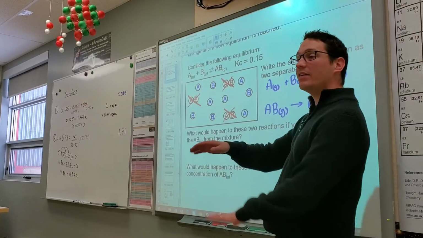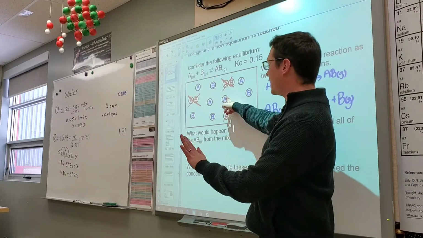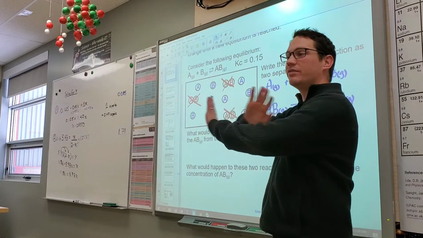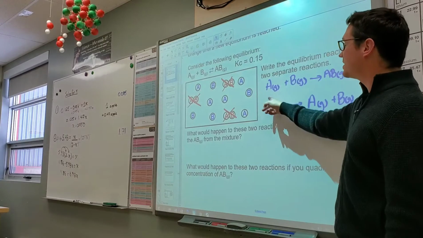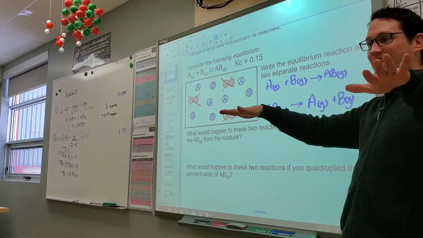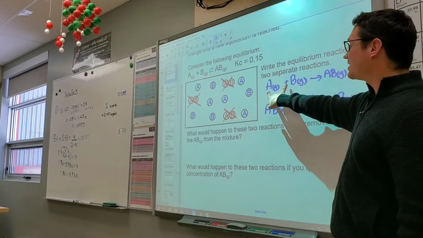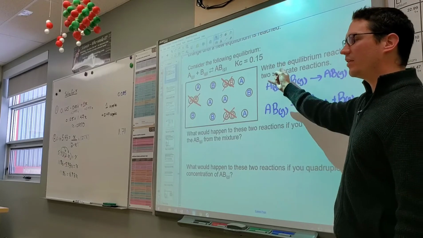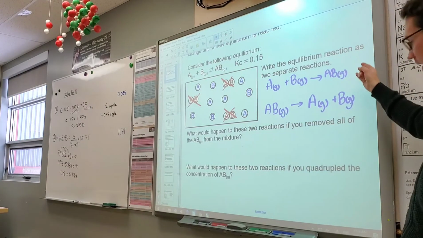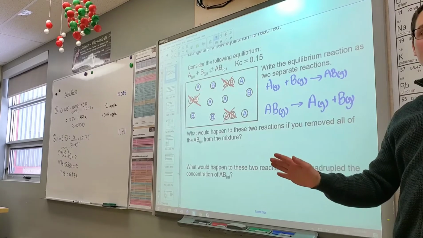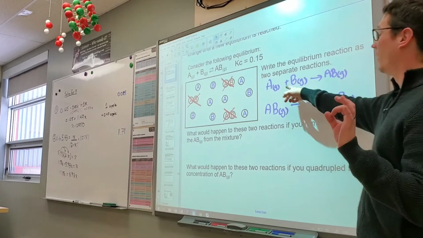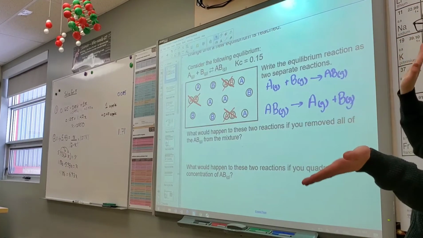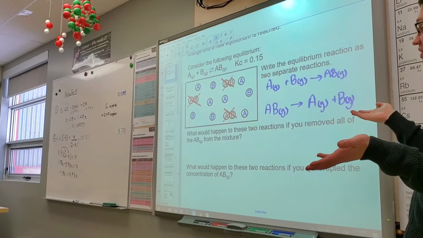Have I physically done anything to the A's and the B's? I haven't physically done anything. So this amount is staying steady, right? Are they still able to react with each other and turn into ABs? Yes. So there's no effect. There's zero effect on the forwards reaction. Would you agree? There's no effect, right?